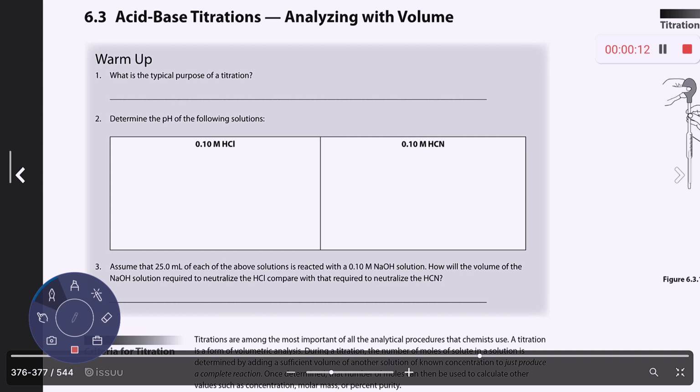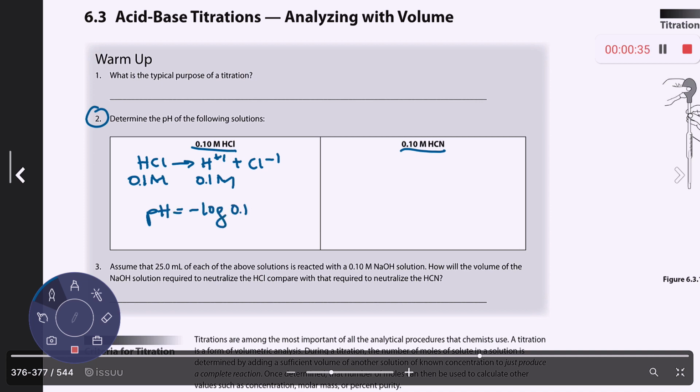Okay, let's take a look at question number 2 in the warm-up. If I've got the same concentration of HCl versus HCN, you know that HCl is a strong acid, so it's going to dissociate into hydrogen ions and chloride ions. If this is 0.1 molar, this would also be 0.1 molar. The pH is the negative log of the hydronium ion or hydrogen ion concentration, so your pH would be 1, okay?